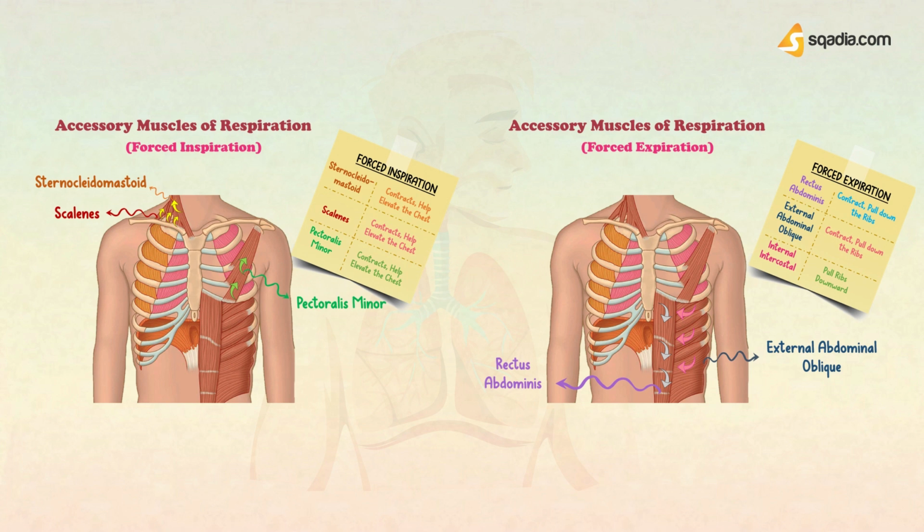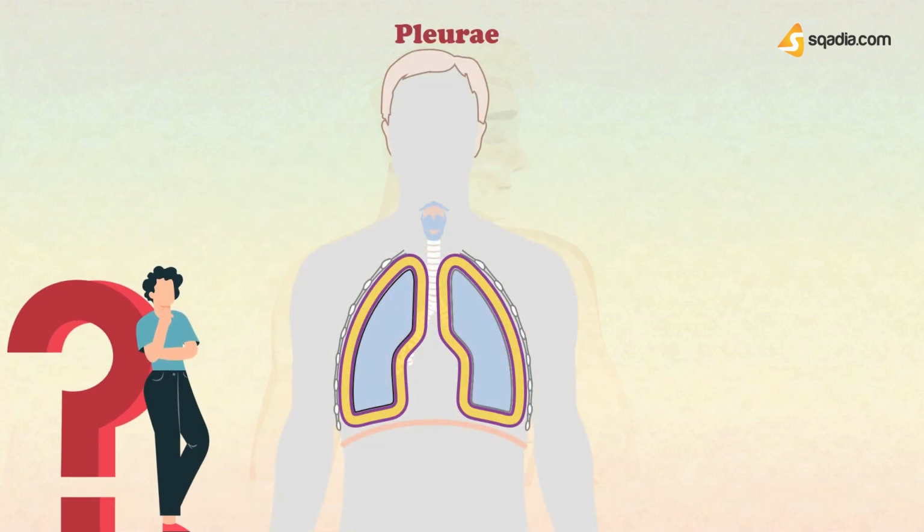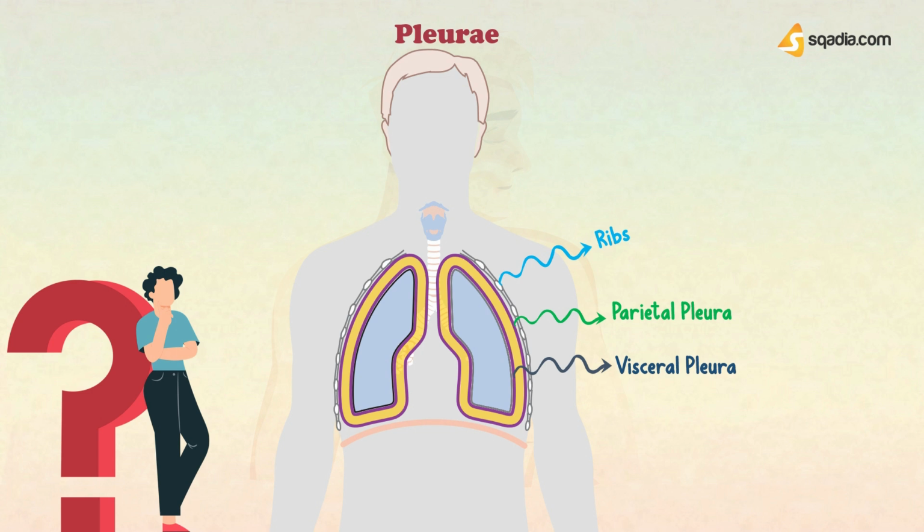Now, during inspiration, how are the lungs expanded? The lungs expand along with the chest because of the two layers of the pleura: the parietal pleura, which is firmly attached to the ribs, and the visceral pleura, which covers the lungs. Although not attached to each other, the thin film of fluid between the two pleurae causes them to cling together like two pieces of wet paper.